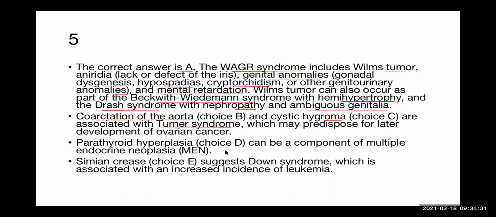Now, parathyroid hyperplasia, which is given in choice D, can be accompanied by multiple endocrine neoplasia or MEN syndrome. Now, MEN syndromes are of different types. Type 1 and type 2. Type 2 are also 2A, 2B like that. MEN syndrome has pituitary involvement, parathyroid involvement, and pancreas involvement. So because of parathyroid hyperplasia, it is a part of MEN syndrome here. So this doesn't have any relation with our case. And simian crease is a feature of Down syndrome.